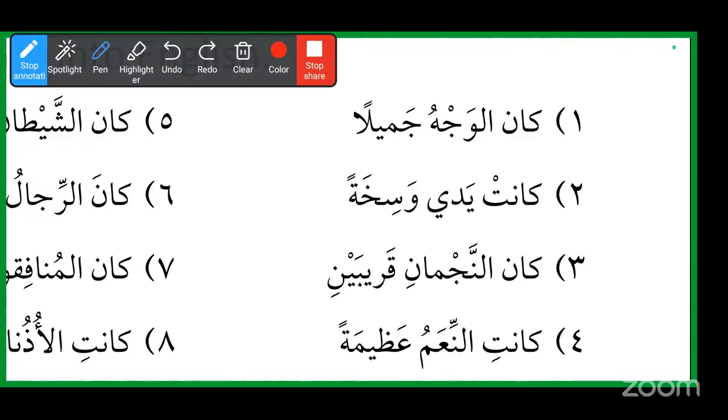Kanat wasikatan. How do you change it here? Kanat wasiqatan. Kanat, kanata.